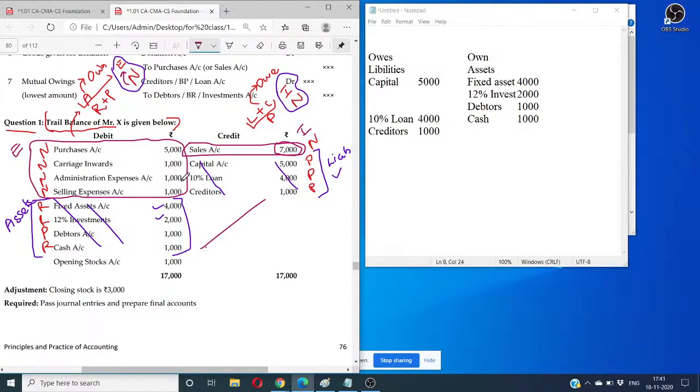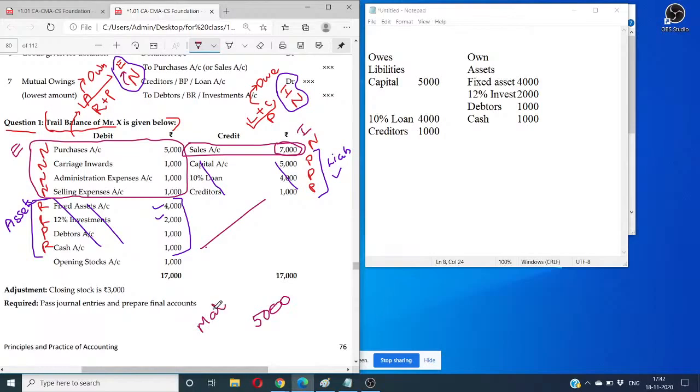Yes, text me once again. Are you losing or gaining? Yeah, your chat got erased. Okay, losing. Now come on. I purchased material for 5000 rupees.